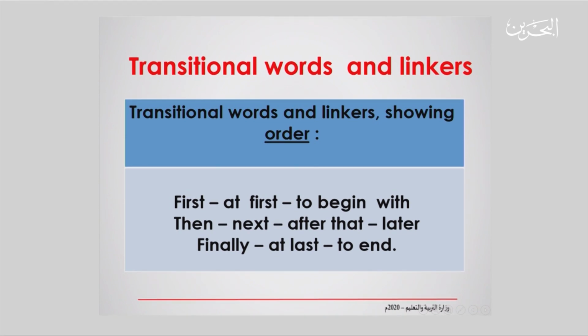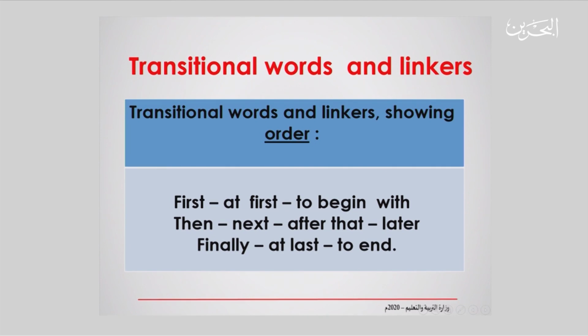Let me start with the first objective. We are going to discuss the transitional words and linkers. There are some transitional words and linkers which specify the order of some stages, because when you talk about any process, anything that comes into your mind should be done in some stages and steps in order to accomplish this process. So I have to mention that there is one stage that comes before the other one. So I have to start with first or at first. Or I can say to begin with.